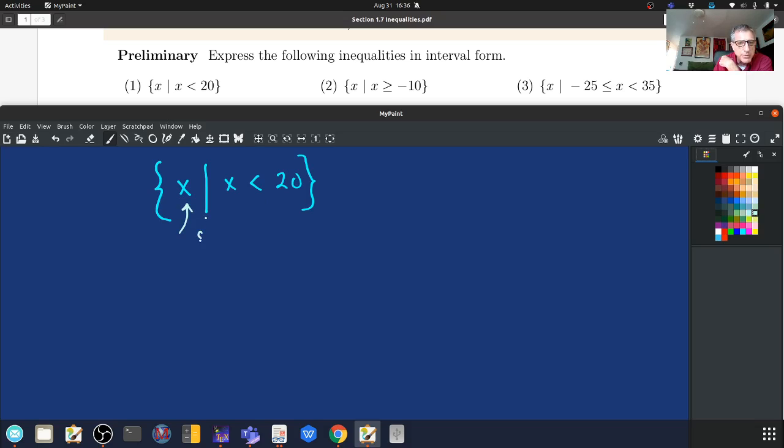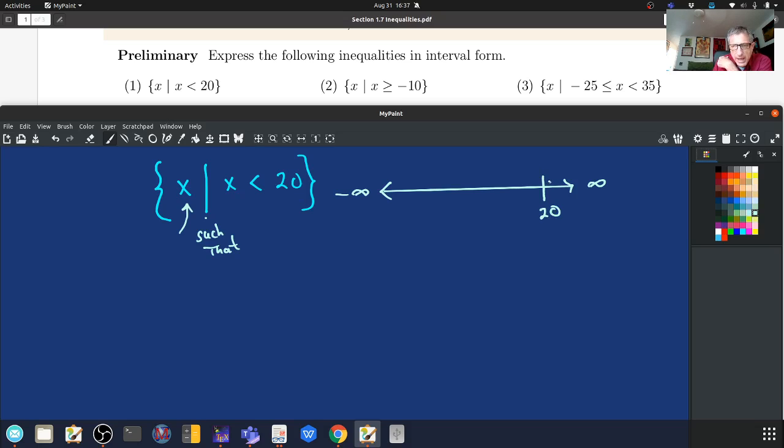This bar right here is read as "such that" those real numbers are less than 20. So let's see what that looks like on the number line. So I'll do my number line right here. We do want to remember that it goes on forever, from minus infinity to plus infinity. We're going to arbitrarily say 20 is right there, but the numbers in this set are numbers that are less than 20.